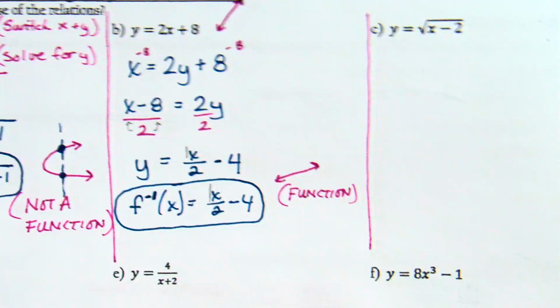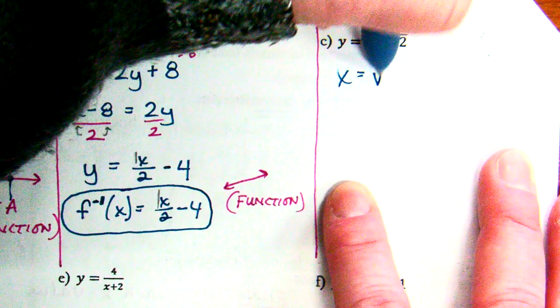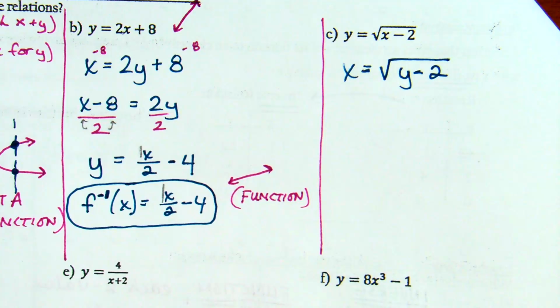Let's go ahead and look at C. y equals square root of x minus 2. Switch them. Step 1 in finding the inverse is to switch them. Meaning instead of y equals, I'm going to say x equals. Instead of square root of x minus 2, I'm going to say square root of y minus 2.